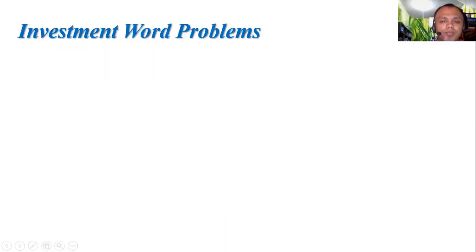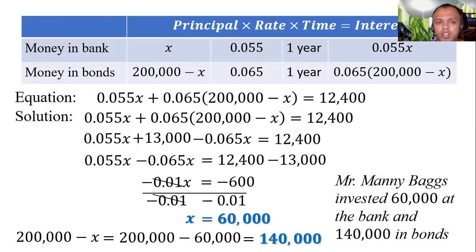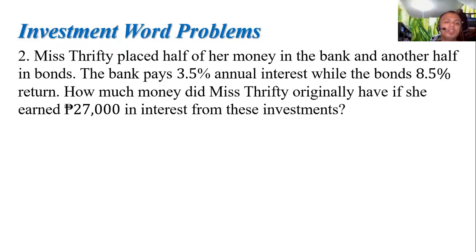Okay? Next, another example here. Miss Thrifty placed a half of her money in the bank and another half in bonds. The bank pays 3.5% annual interest while the bonds pay 8.5% interest return. Okay? How much money did Miss Thrifty originally have if she earned 27,000 pesos in interest from this investment?